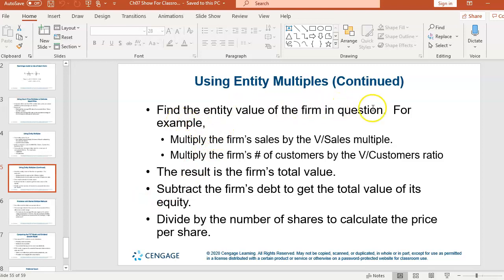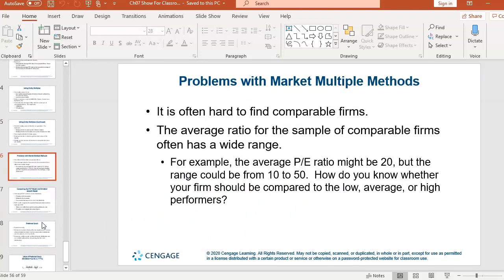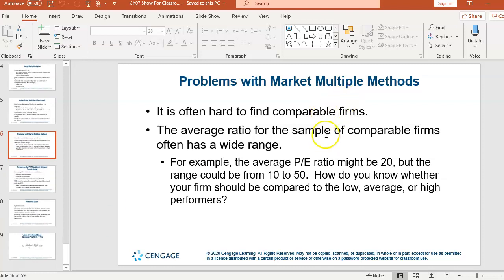Find the entity value of the firm in question. For example, multiply the firm's sales by the value divided by sales multiple, or multiply the firm's number of customers by the value divided by customer ratio, and then that gives us the firm value. We then subtract debt to get total equity value and divide by the number of shares to get the price per share.